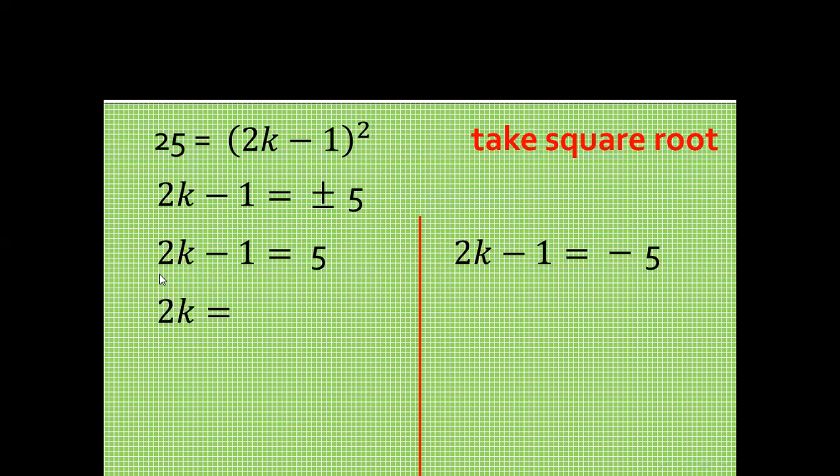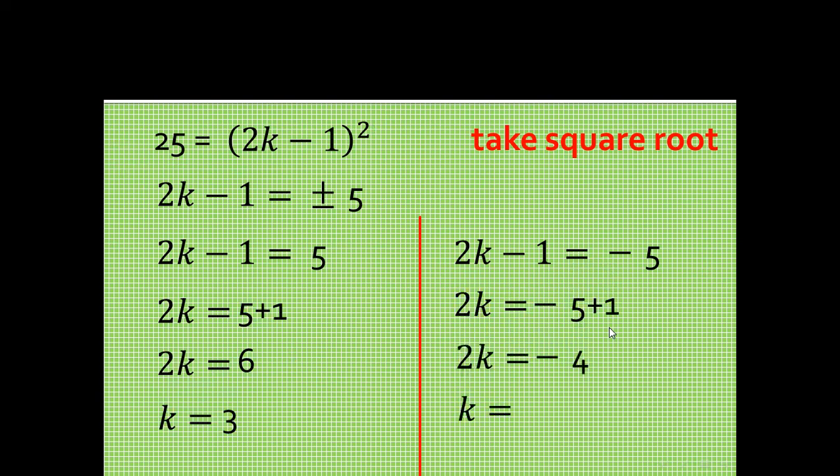From here, 2k equals 5 plus 1 equals 6, then k equals 3. Or 2k equals negative 5 plus 1 equals negative 4. Then k equals negative 2.